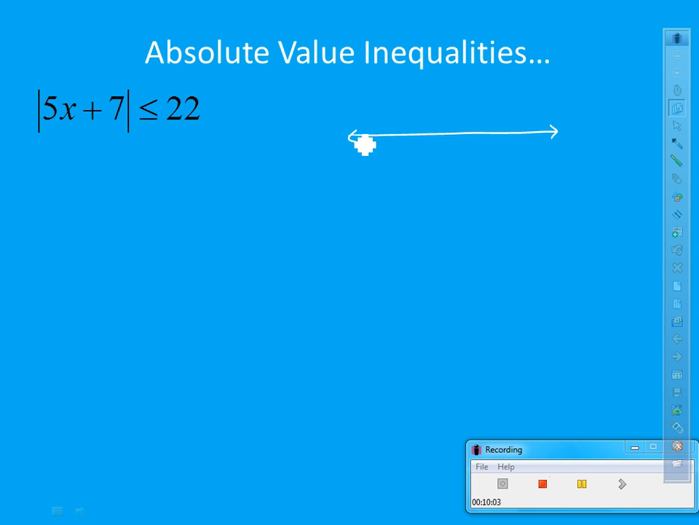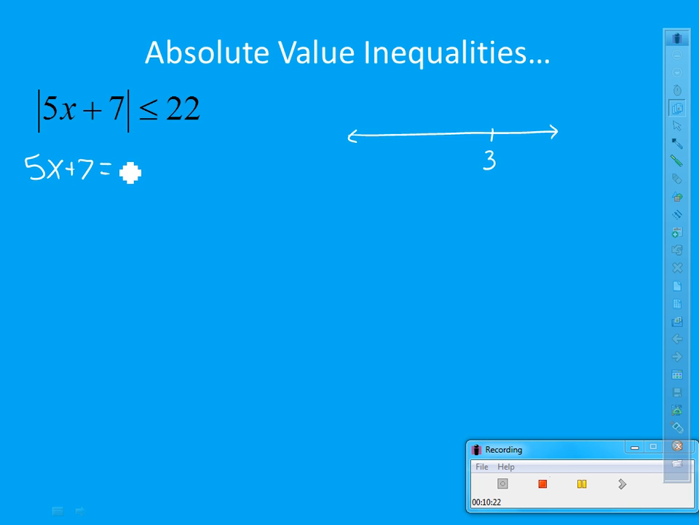For a second, 5 times some number plus 7, I need that to be less than 22 units away from 0. You might be able to look at that and say, hey, Mr. Harris, the first number is 3, because 5 times 3 is 15. 15 plus 7 is 22.